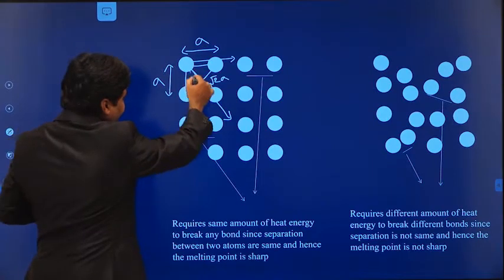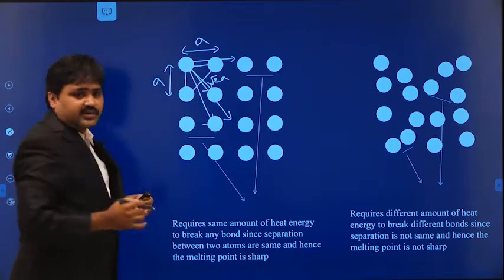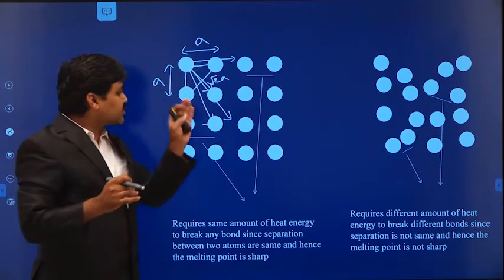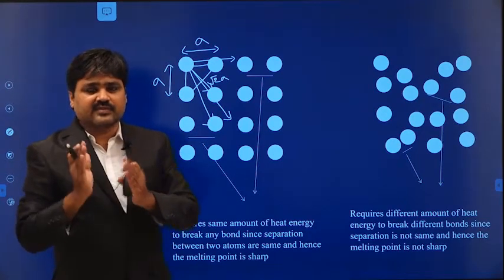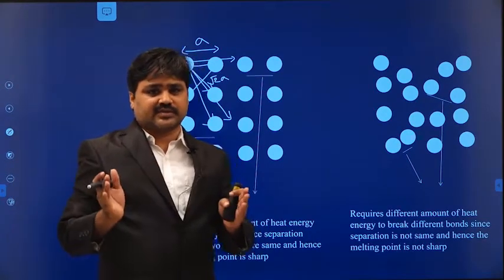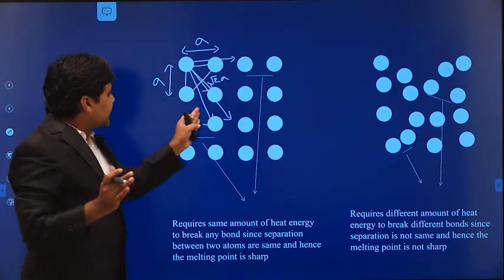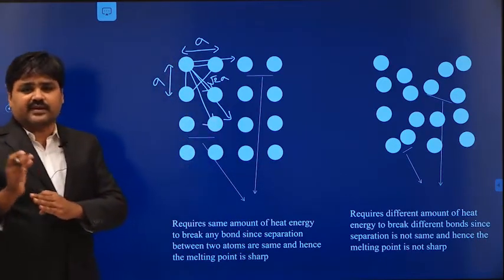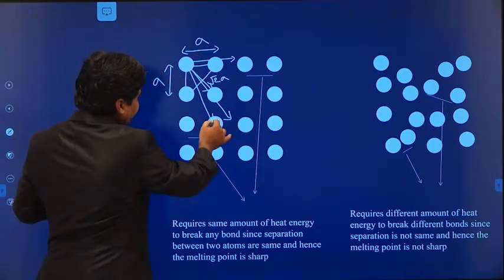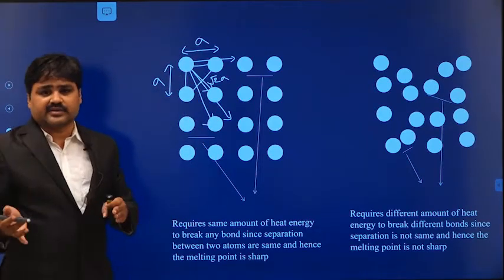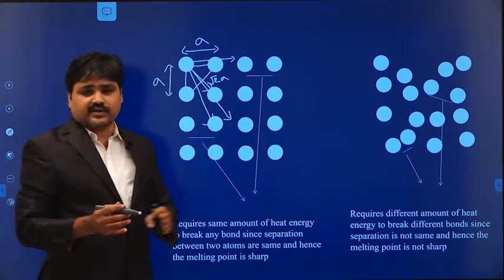And if you take these two atoms, in this direction also the properties are different. So this property is called isotropic, which means all the physical properties are the same in all directions. But anisotropic means the physical properties are different in different directions. If you change the direction, because the separation between the two atoms is different in different directions, this property is called anisotropic.